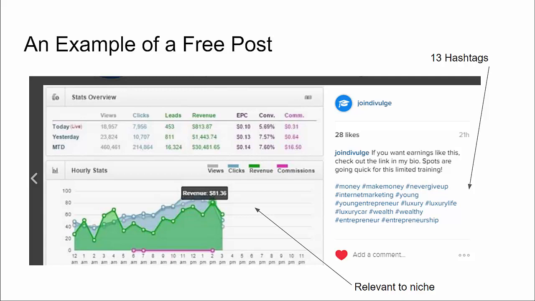And I'm running these hashtags. So these are all relevant hashtags: money, money making, never giving up, internet marketing, young entrepreneurs, luxury life, luxury car, wealth, wealthy, entrepreneur. All these things are very, very relevant to CPA marketing as a whole. And it's going to get this generalized group of people in here that are interested in making money, which is what you're trying to do, basically.